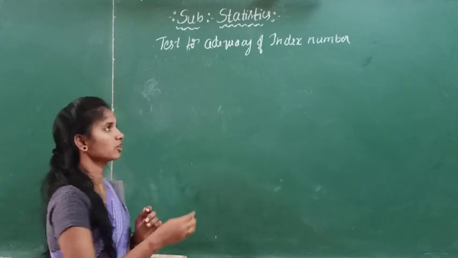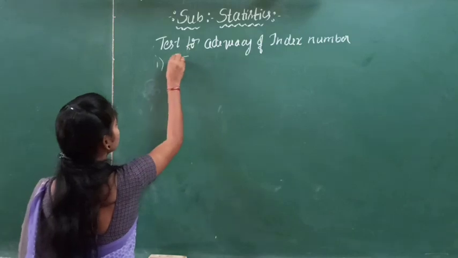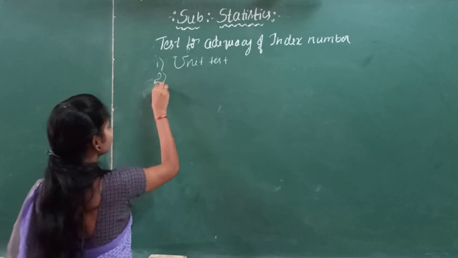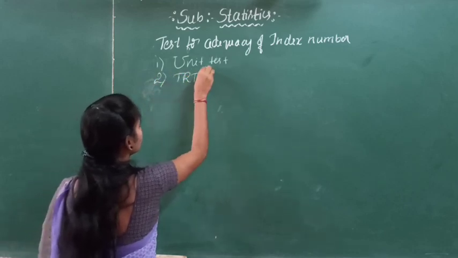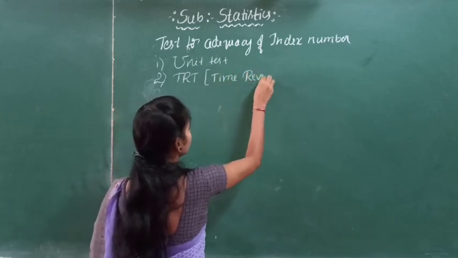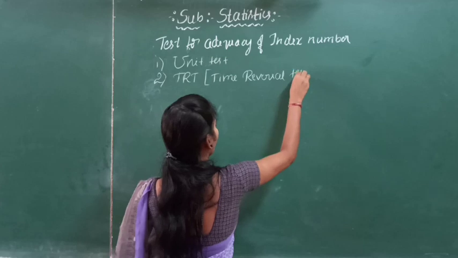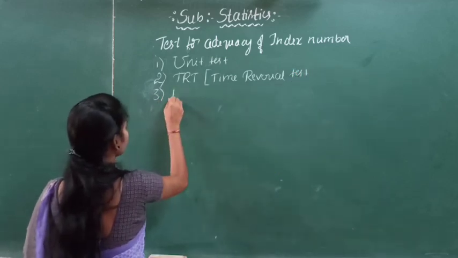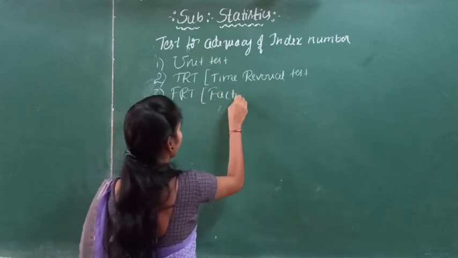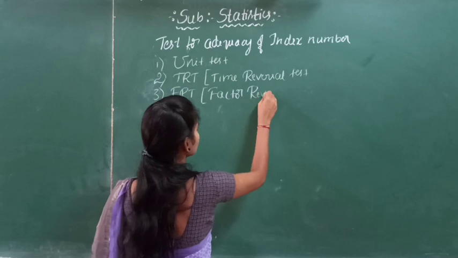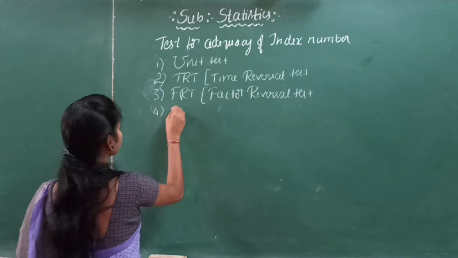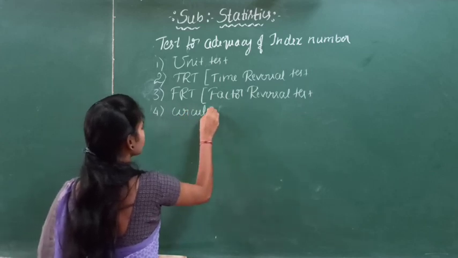So the first one you need to test is the unit test, and then the second one is TRT. TRT stands for time reversal test. And then the third one is FRT. FRT stands for factor reversal test. And the fourth one is the circular test.